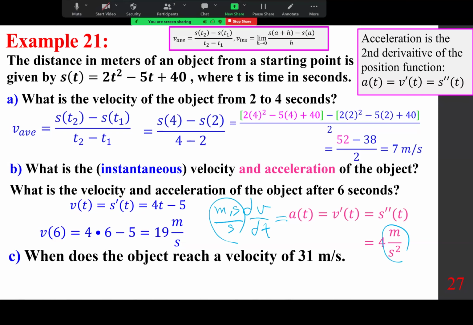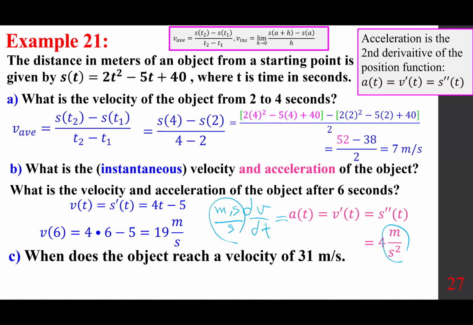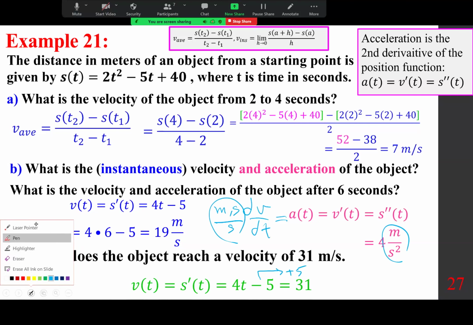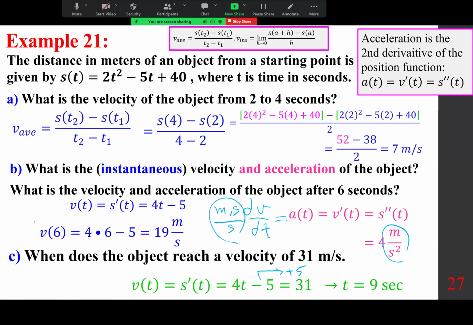When does the object reach a velocity of 31? You set v equals 31. You move the negative, becomes positive 5. 36 divided by 4 results in 9 seconds.